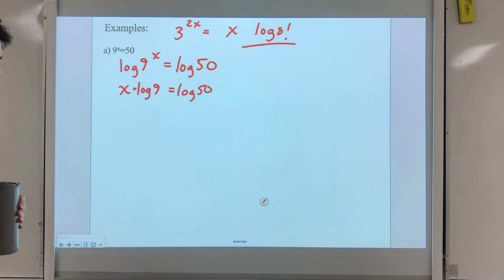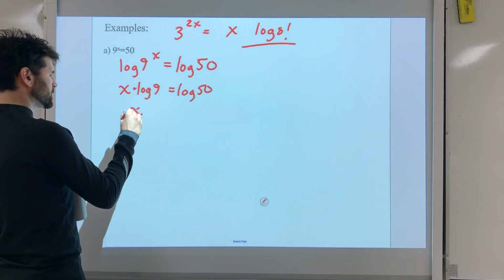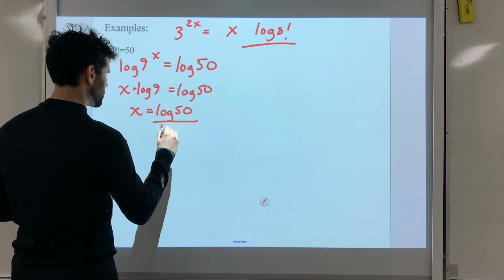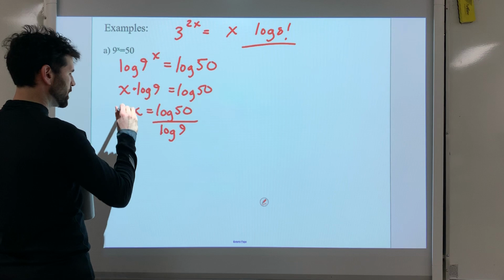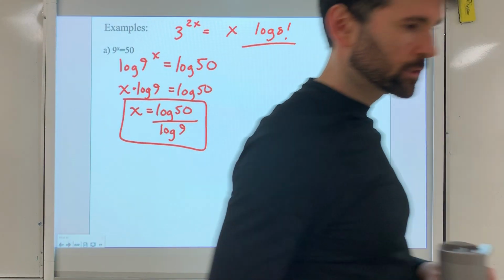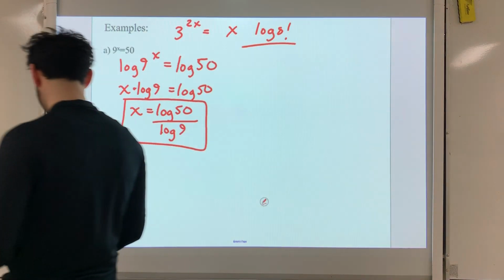And what now? Well, I can divide both sides by log 9, right? That's just a number. So I'm going to get log 50 divided by log 9. Now I have a numeric expression for x. And you wouldn't be expected to do really a lot else with that. I'm just double checking. Yeah, that's really all we can do there. Okay, so let's try another one.